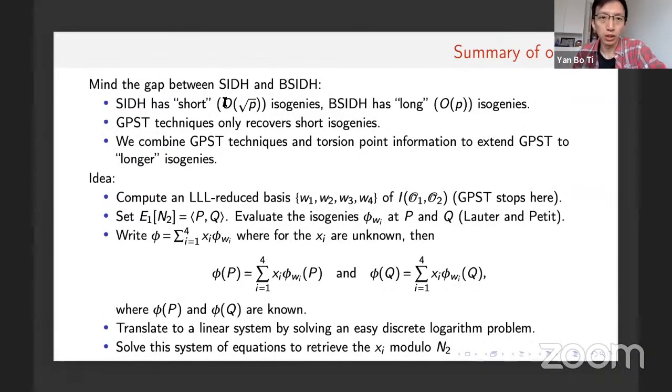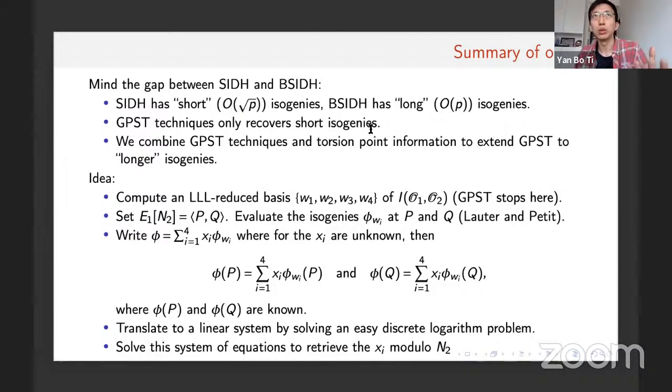SIDH has short isogenies because you have two parties using roughly half of the space that you're given in the isogeny graph, if you like. By short isogenies, we mean that the isogenies have degree roughly equal to square root of P, whereas B-side has longer isogenies. So the techniques that we use in GPST are unable to work with B-side in general, because you only recover short isogenies. So what we want to do is recover longer isogenies.